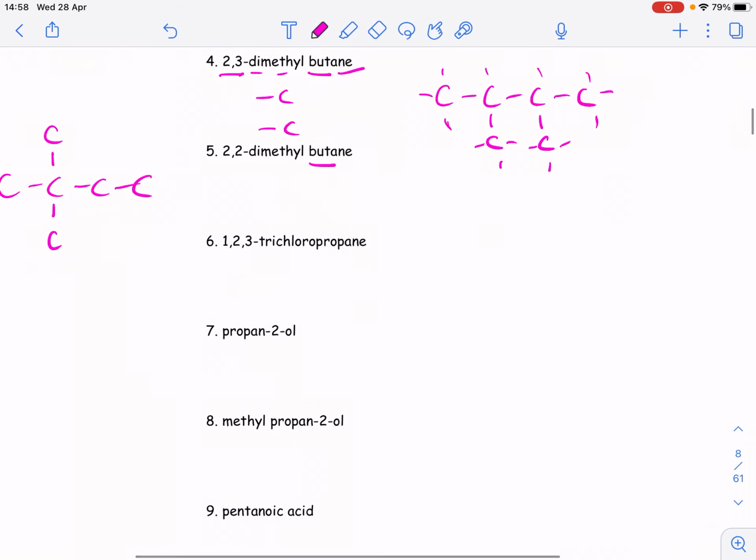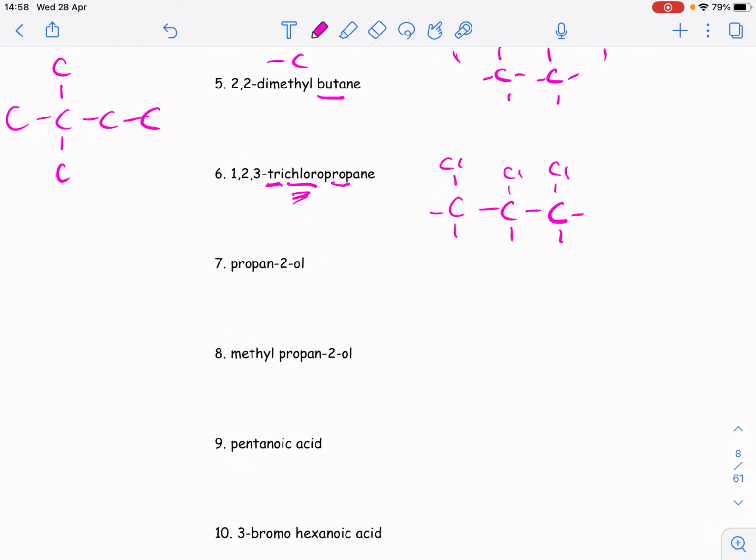Notice in the next one it works the same for the halogens. So prop, 3 carbons, 1, 2, 3. It's ane, so it's an alkane. And then I've got 3 chlorines, trichloro. Where are they? On the 1, on the 2, and on the 3. And the rest must be H's.